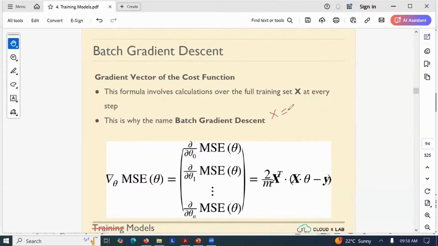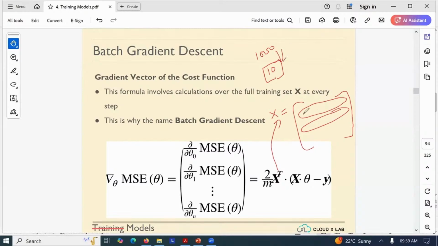In the case of mini batch gradient descent, this X will be a subset of the original data, right? Let's say originally we have 1000 data points and the mini batch size is 10. Then there will be only 10 rows, because we randomly select 10 data points from the 1000 and arrange them row-wise. So there will be 10 rows in this X, and using this formula we will compute the gradient.